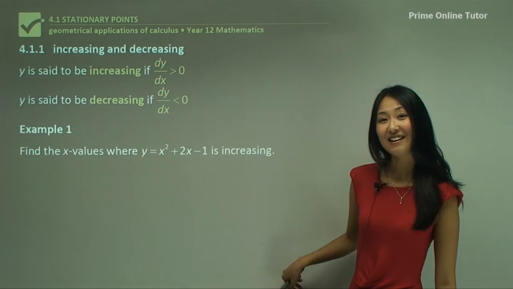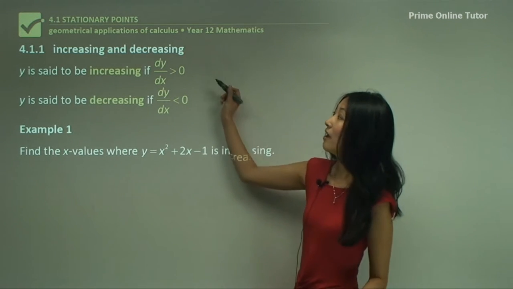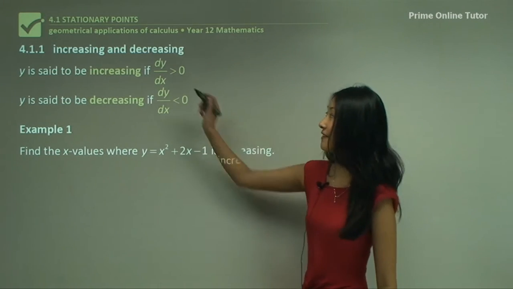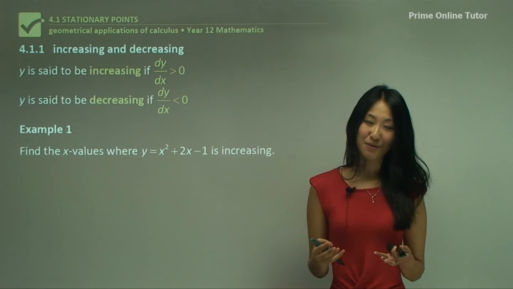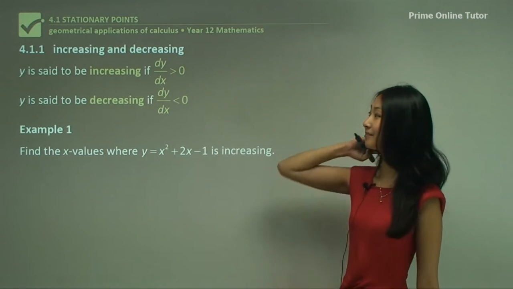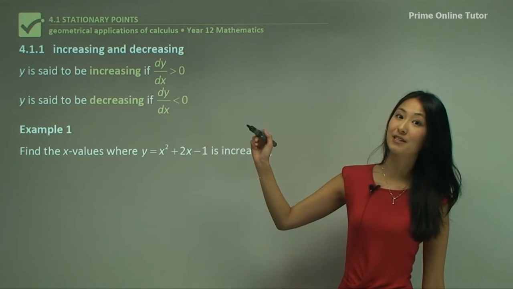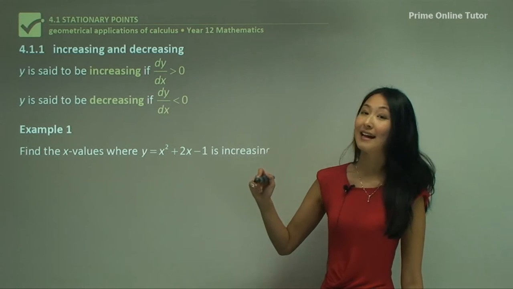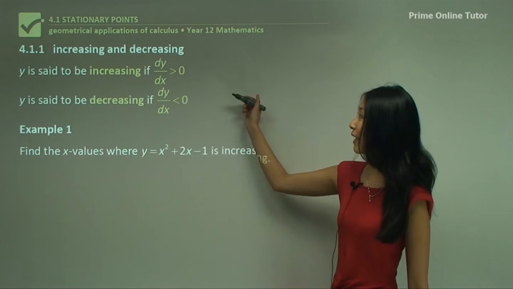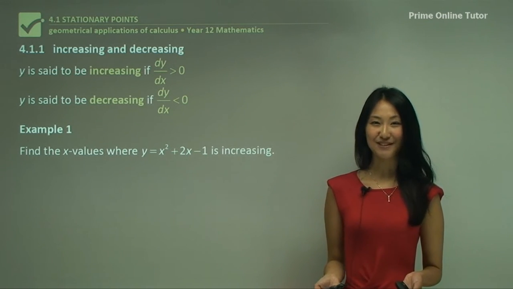Just to reiterate, when the first derivative is greater than 0, that's when the graph is increasing. That's quite easy to remember because you think to yourself, greater than 0 is increasing. Whereas when dy on dx, the first derivative, is less than 0, that's decreasing. So less than 0 is decreasing, whereas greater than 0 is increasing. Okay, let's go through an example together now.